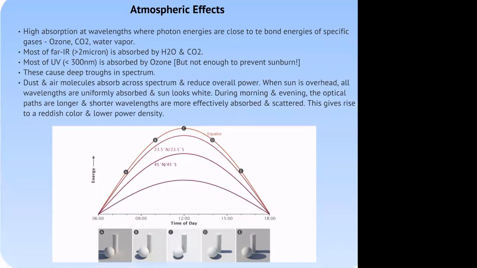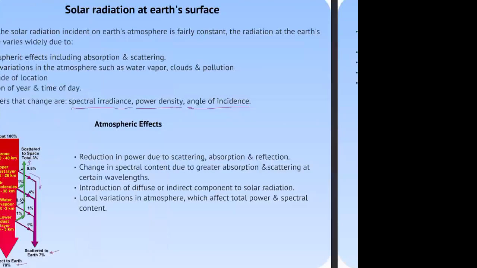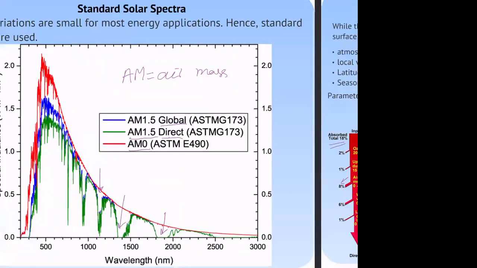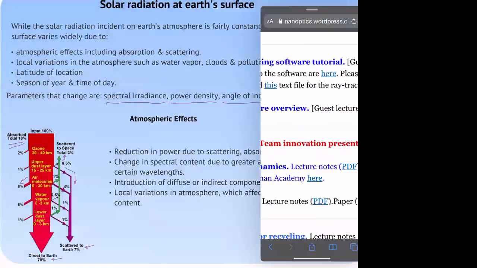The other thing to keep in mind is there is high absorption at certain wavelengths, where photon energies are close to the bond energies of certain gases, primarily ozone, carbon dioxide, and water vapor. So you end up with these very sharp dips. An example is shown here, right? Here, here, and so on and so forth. Those things are sometimes important.